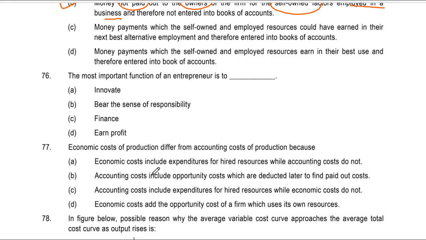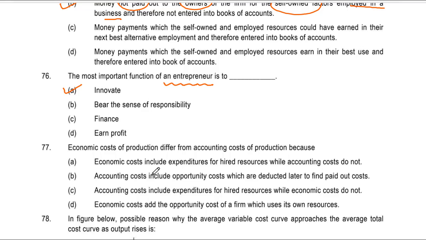76. The most important function of entrepreneur is to A. Innovate, B. Bear the sense of responsibility, C. Finance, or D. Earn profit. It is A. Innovate. Entrepreneurs should innovate. 77.